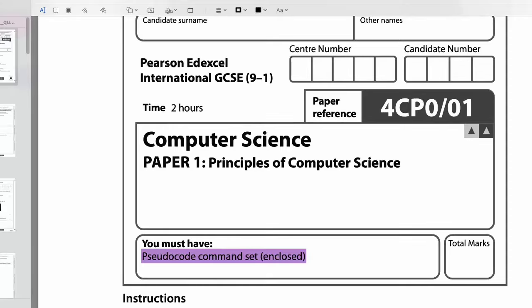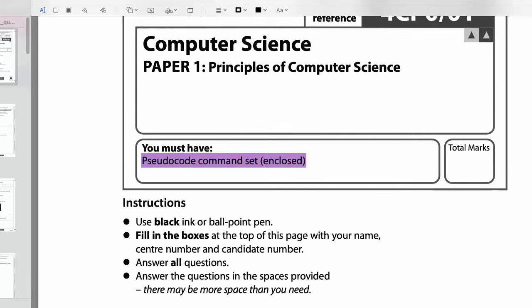This is the 2021 paper, 2 hours long, and you'll get this paper printed off in an exam. You must have the pseudocode command set to go with it. That will be in the back of the paper. To be able to answer this paper, you need a specific command set, and Edexcel provides you with that for your exam, so make sure you get something.